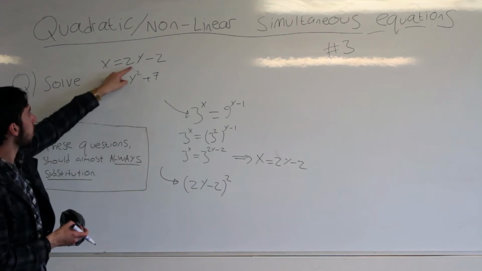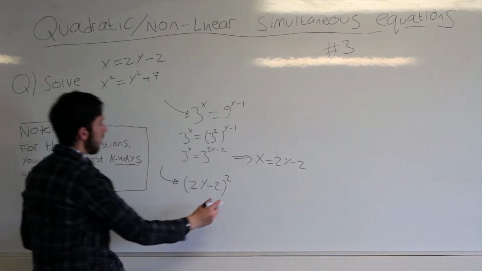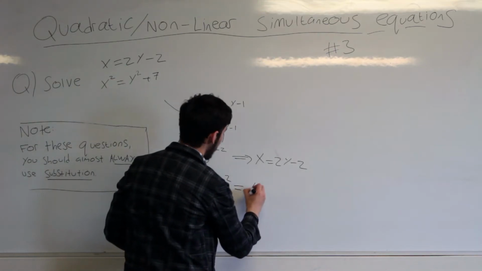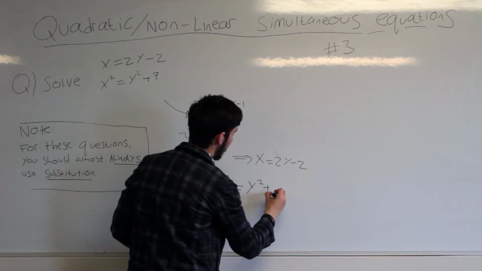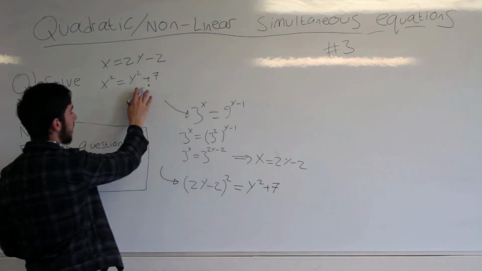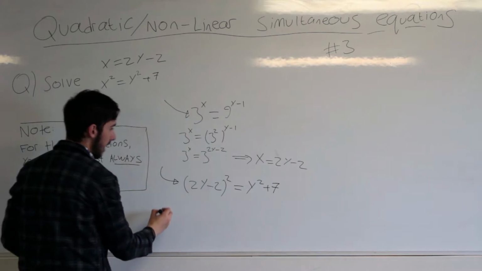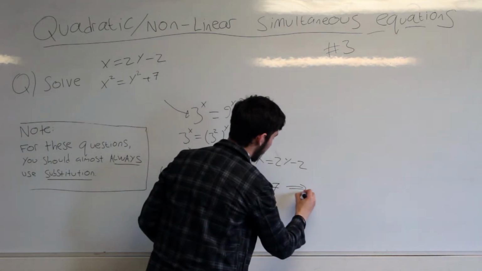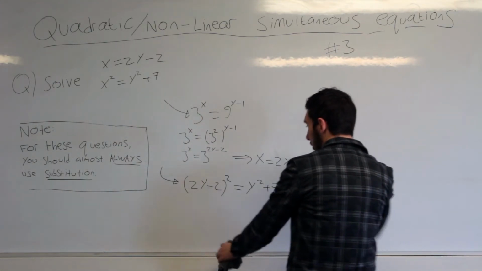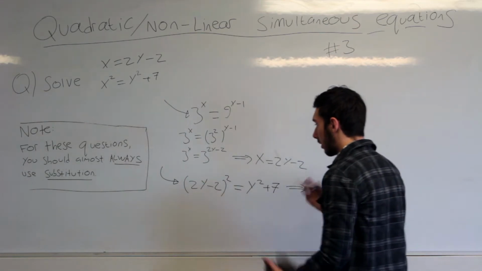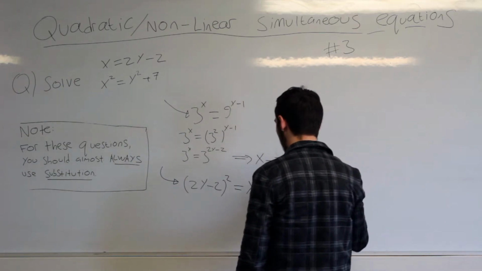So we're going to square our 2y minus 2, hence this. And that's going to be equal to y squared plus 7, okay? Because it's still equal to this side. And then I'm going to come over here, and I'm going to expand this out. So again, using FOIL, but just not writing it all out because that takes too long.